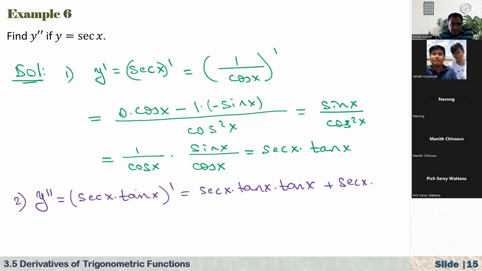And what is the derivative of tangent of x? That's equal to secant squared of x. So now if you simplify this, we have secant of x as a common factor, and here we have tangent squared of x plus secant squared of x, right? Okay, that's it. Maybe I can simplify further. That's how we differentiate these functions.